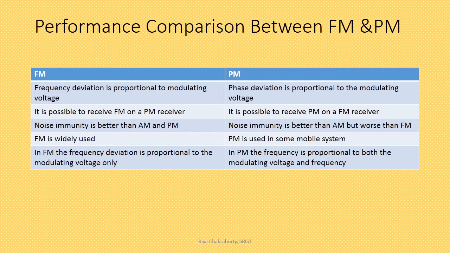FM is widely used. PM is used in some mobile systems. In FM, the frequency deviation is proportional to the modulating voltage only, but in PM, the frequency deviation is proportional to both the modulating voltage and frequency.